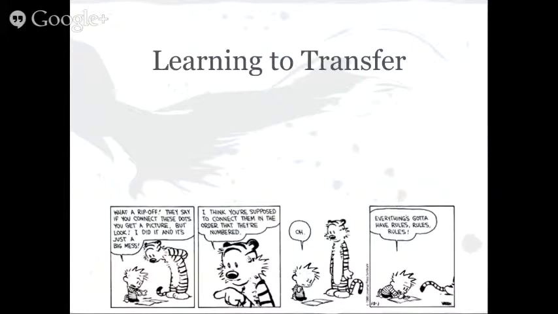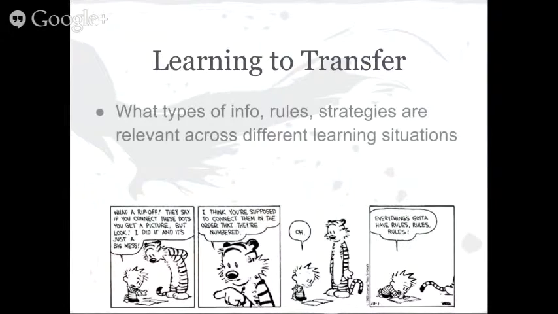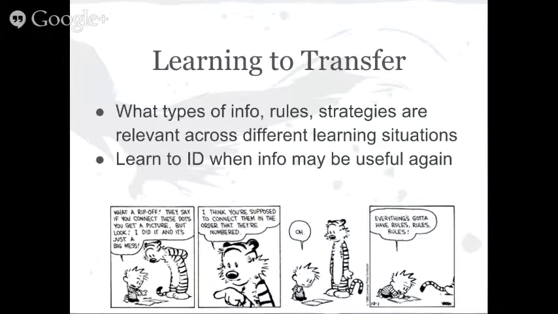The last thing I'm going to talk about is the idea that learning to transfer is a process in itself. What types of info, rules, strategies, metacognition, self-regulation, domain-specific problem-solving techniques are relevant across different learning situations? It's going to take a little bit of time for students to start recognizing that and learning to identify when information might actually be useful again. So overall, it's just going to take a little bit of practice to improve transfer.